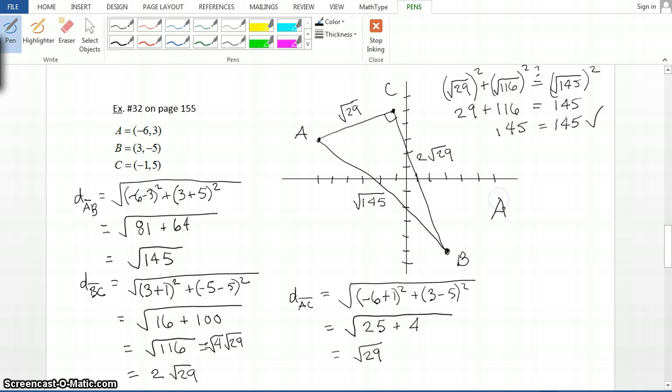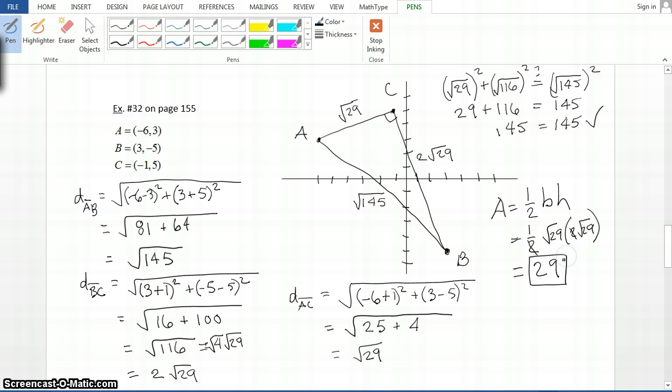Now, your area of a triangle is 1/2 base times the height. My base and my height are those two perpendicular sides. So, it looks like this: 1/2 times the square root of 29 times 2 square root 29. This 1/2 will cancel with that 2. The square root of 29 times the square root of 29 is 29.